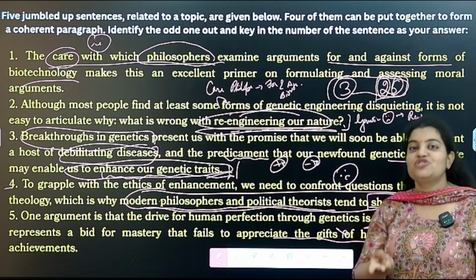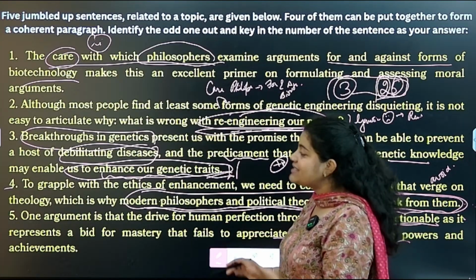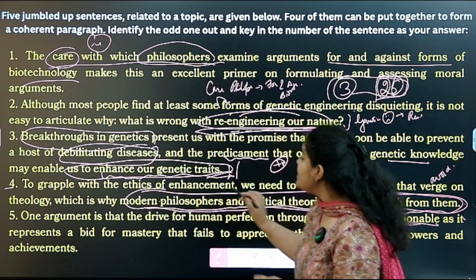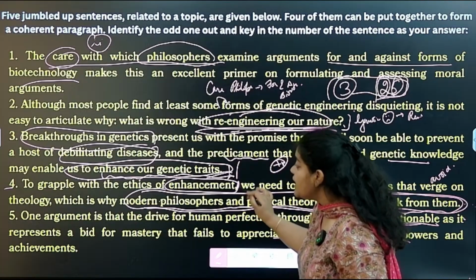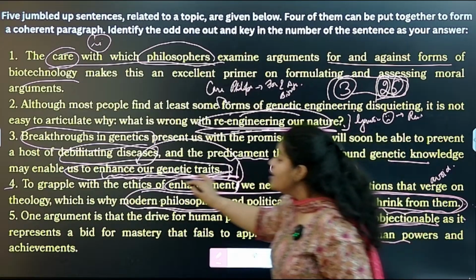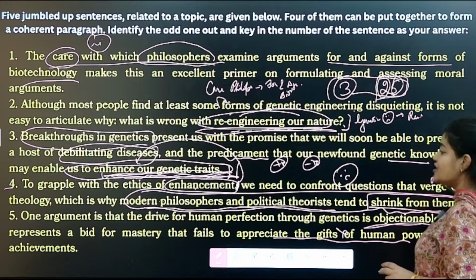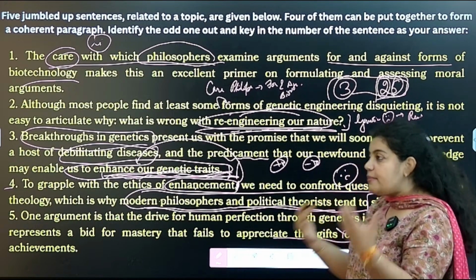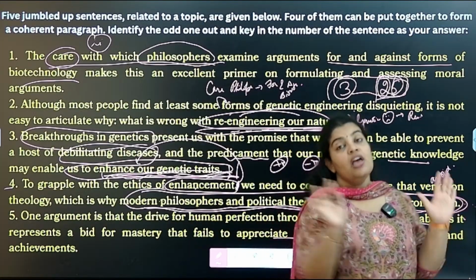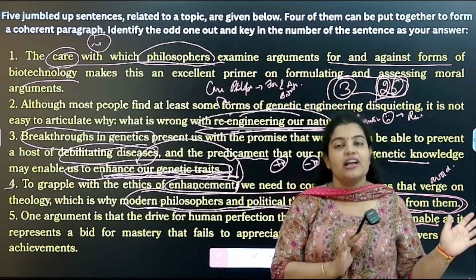So one of the two has to be the odd one out, and we can see that the one more binding with the remaining sentences is sentence number 4, because sentence 4 is saying to grapple with the ethics of enhancement. Now what is the enhancement? To enhance our genetic traits. We need to confront questions that verge on theology, whether we should do this or not. For this we need to find answers in religion, which is why modern philosophers and political theorists tend to shrink away from them.